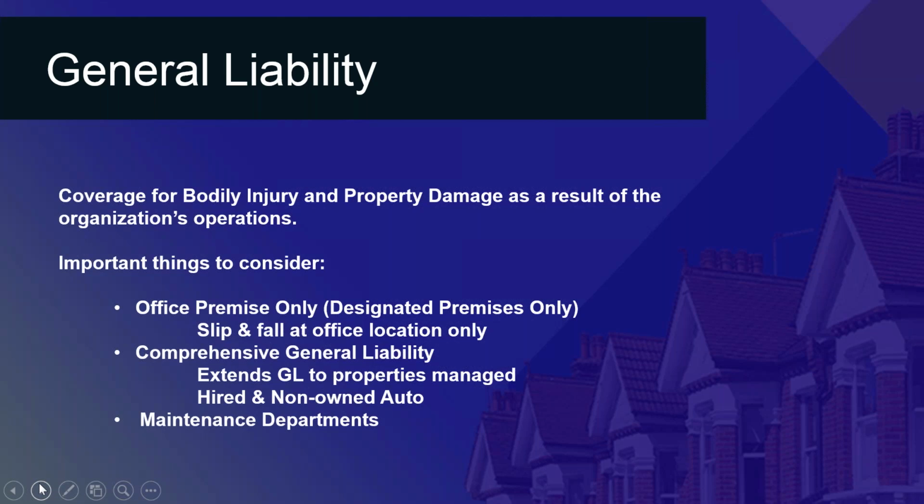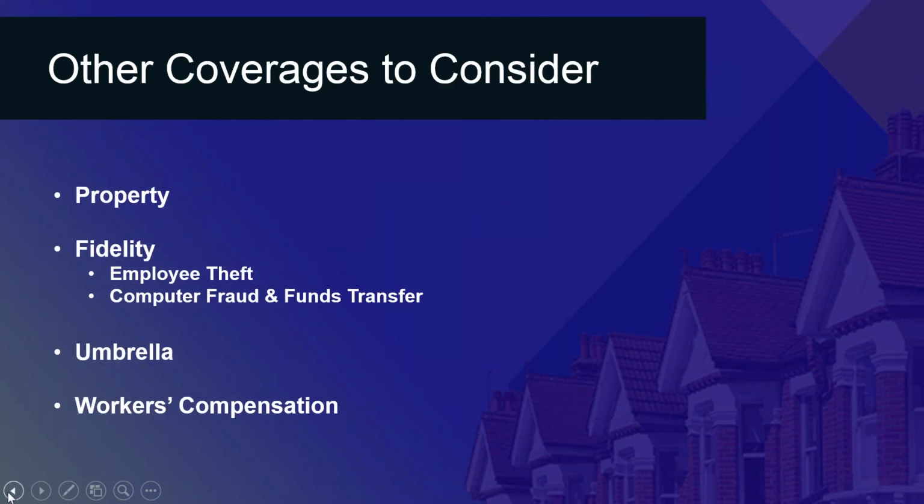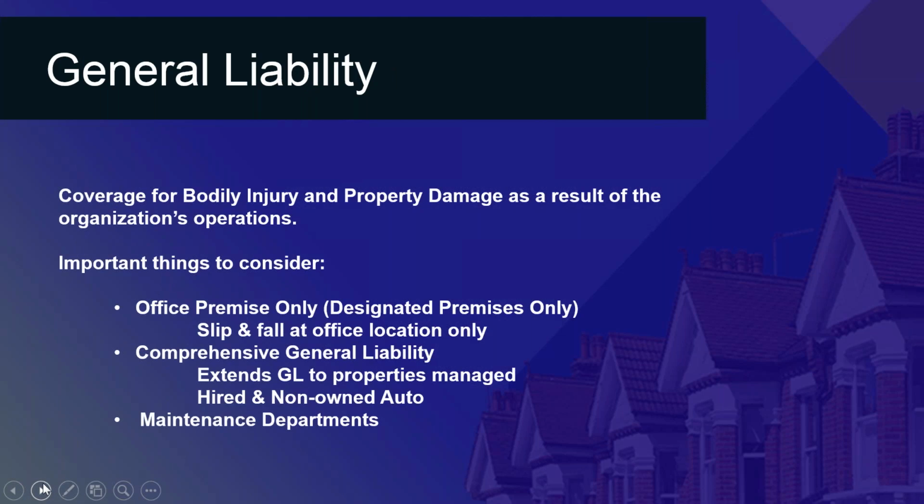We have what's called an office premises only policy. The earlier question with the hold harmless agreements: a lot of management companies will just say, okay, well, we'll just have an office premises coverage. They start at like $500. All that's providing them is coverage if somebody comes to their office and slips and falls. It is not providing them with coverage for anything that happens off their premises on the properties that they manage.